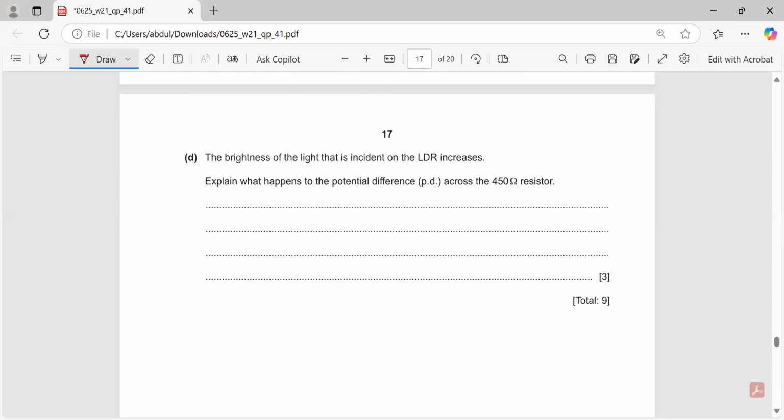Then, my dear friends, the brightness of the light that is incident on LDR increases. It means resistance of LDR decreases. Explain what happens to the potential difference across 450 ohm resistor. So when the resistance of LDR decreases, it means the resistance of the parallel circuit or the whole circuit decreases. Current increases. So the potential difference across 450 will decrease, but across 800 ohm it will increase.